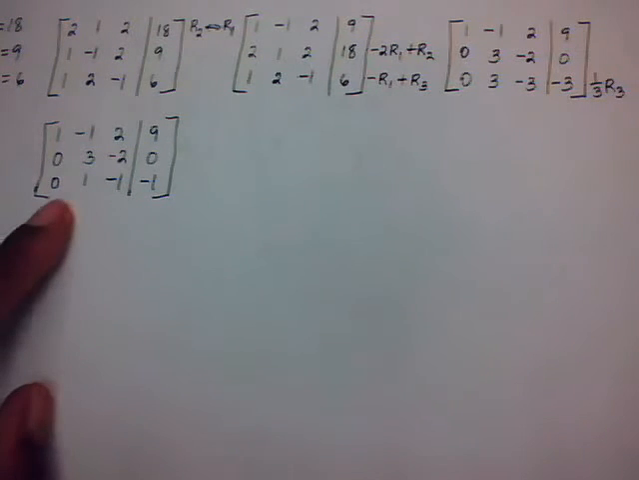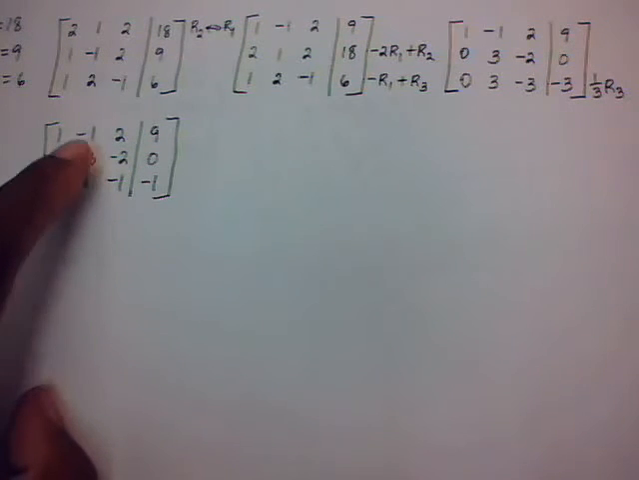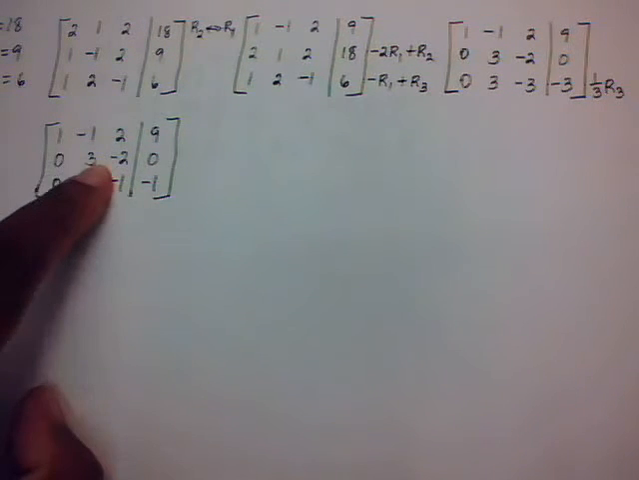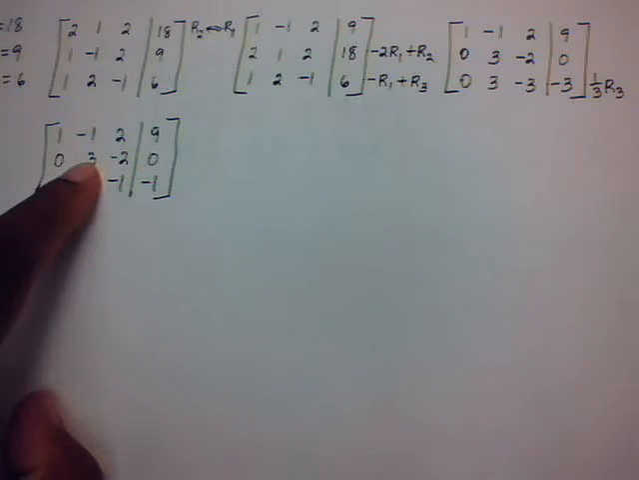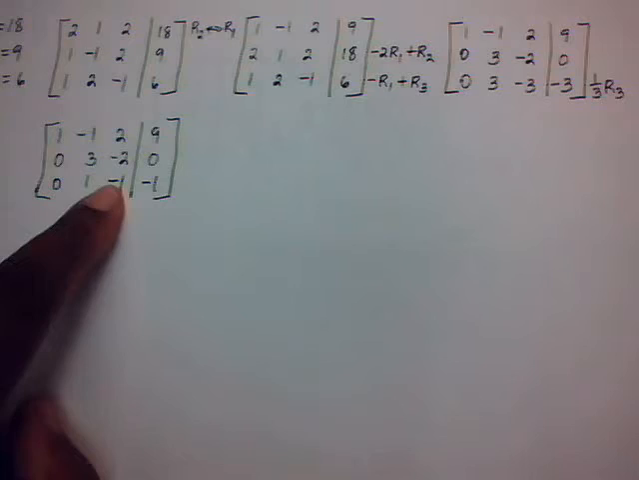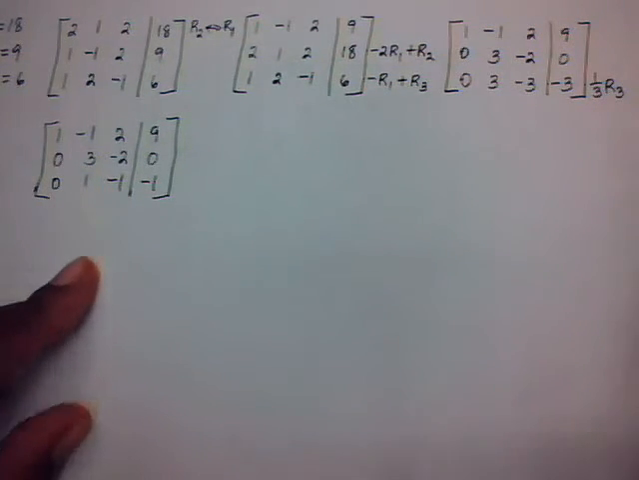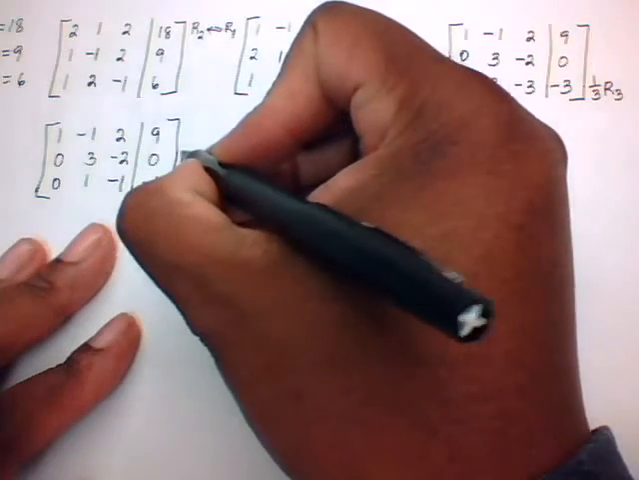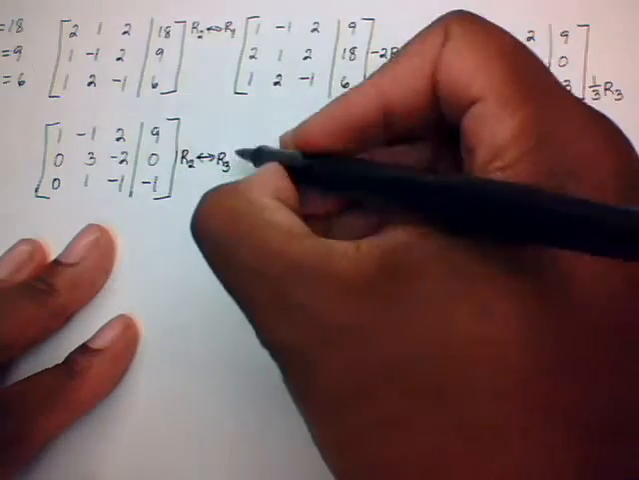Now, why don't I interchange row 2 and row 3? Because I want a 1 in the middle diagonal. This main diagonal has to have a 1. This has to have a 1. That must have a 1 as well. So it'll be easier to interchange row 2 and row 3. So row 2 will be interchanged with row 3.